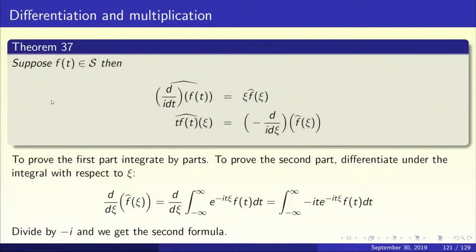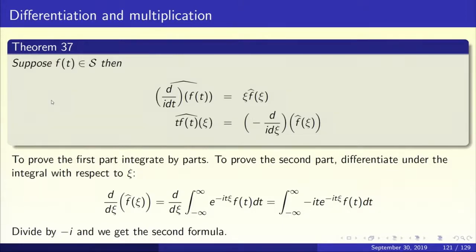So, if f is in the Schwartz space, f hat is also in the Schwartz space. Now, there are two basic formulas connecting the Fourier transform and differentiation, and connecting the Fourier transform and multiplication by t. If I differentiate the function f of t and then take its Fourier transform, it is the same as first taking the Fourier transform and multiplying by i chi. That's the first formula that you see in Theorem 37.